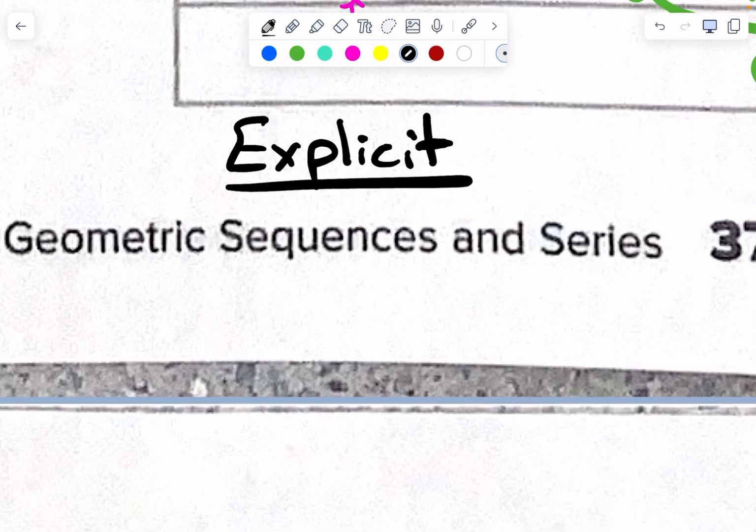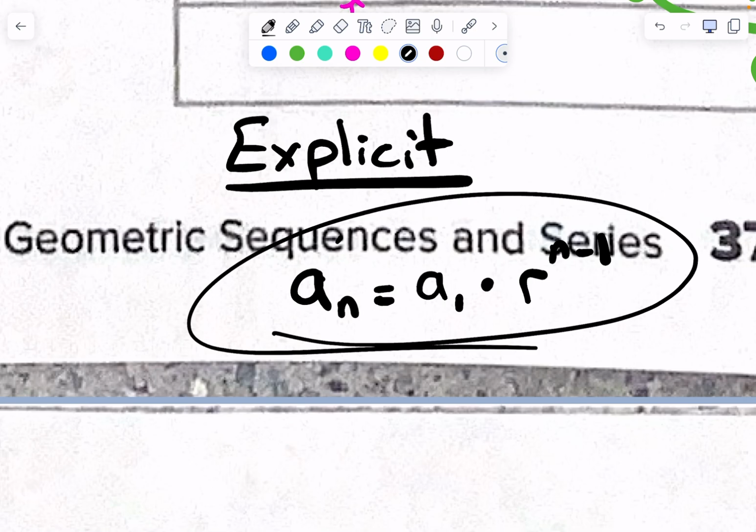Okay, here's how you do the explicit formula. The explicit says if I want to know A sub n, whatever the nth term is, I have to know what my first term is. My first term is embedded into this formula. Then I multiply that by whatever my R is to the n minus 1 power. Now I don't have to write in what A sub 1 is. I already have it in my equation.